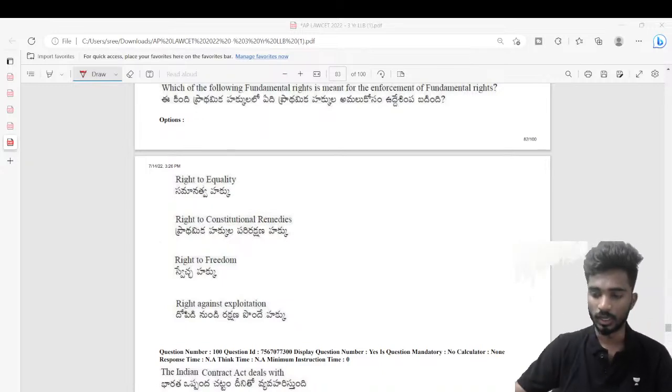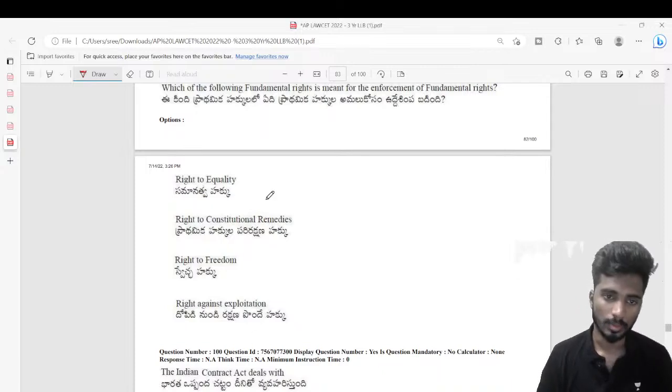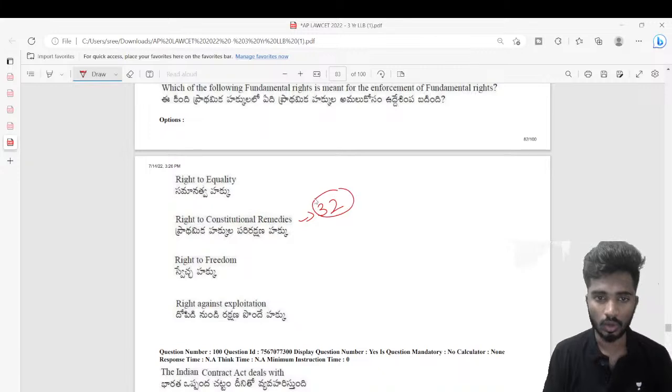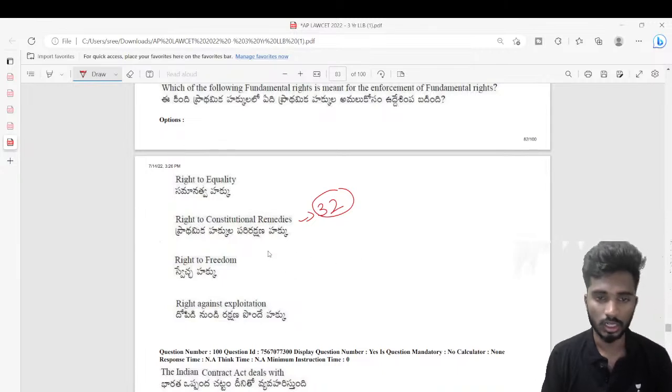Very good guys, very good, excellent. So the answer is right to constitutional remedies, which is there under Article 32. అంటే ప్రాథమిక హక్కుల పరిరక్షణ హక్కు. సో ఒకవేళ మీ ప్రాథమిక హక్కులు ఉల్లంఘించబడితే మీరు డైరెక్ట్గా సుప్రీం కోర్ట్కి అప్రోచ్ కావచ్చు. You can approach the Supreme Court. Yeah, very good Srikanth. So it is also described as the heart and soul of the Indian Constitution.